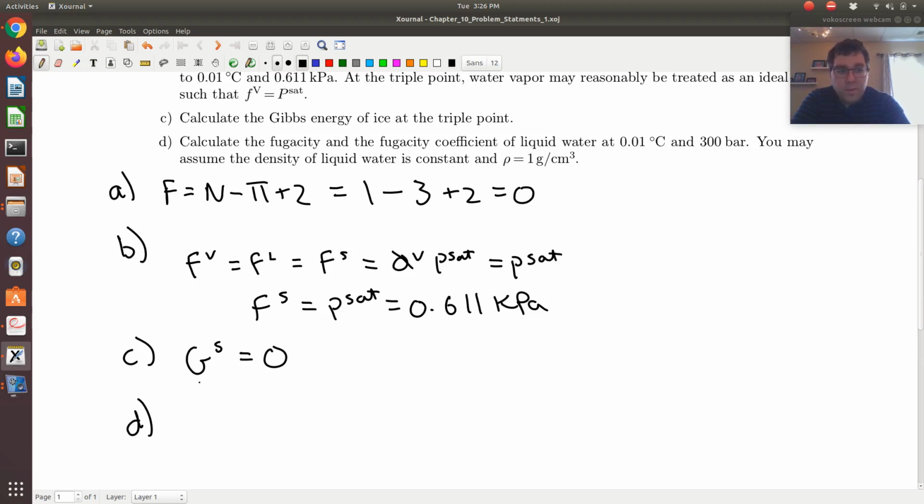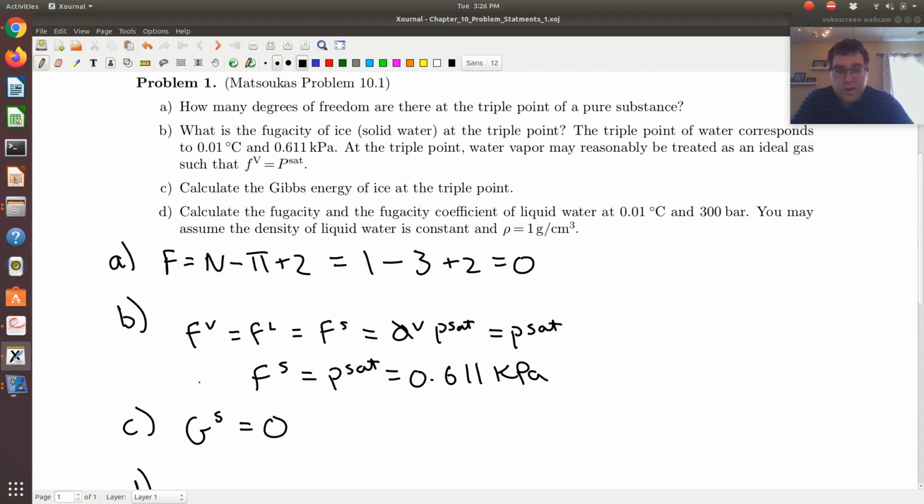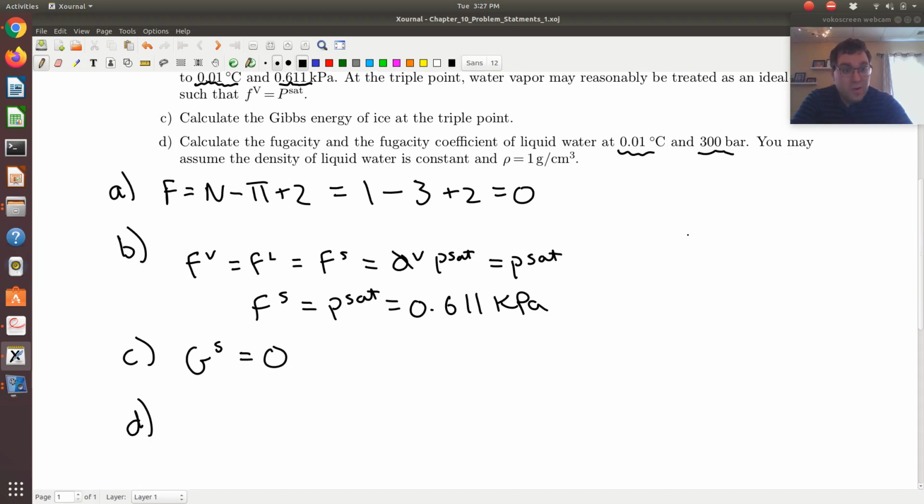Okay. Well, the first thing I notice here is if I compare to B, where we have water at its triple point, right? The triple point's temperature is 0.01 degrees C. Here I'm also at 0.01 degrees C. The difference is at the triple point, my pressure is 0.611 kilopascals. So here I have a pressure of 300 bars. So I need to calculate the fugacity for a system at the same temperature, but at a pressure greater than that at saturation. Right? So essentially I need to calculate the fugacity of compressed liquid. Okay, cool. Do you remember how to tackle this?